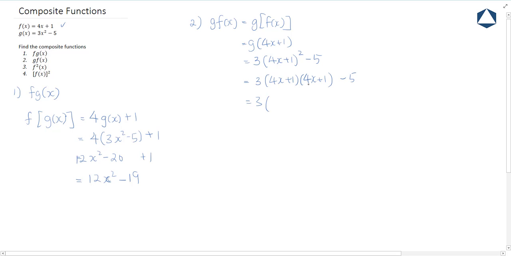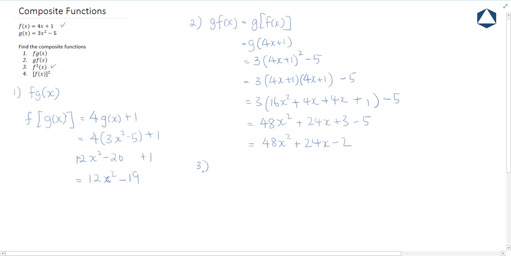So we'll take 4x multiplied by 4x, that's 16x squared. Then 4x times 1, that's 4x, plus 1 times 4x, this is 4x as well, and then plus 1 squared, which is 1, minus 5. So expand the bracket, this is 48x squared. This 4x plus 4x is 8x, so times 3, that will be 24x, plus 3 minus 5. So to conclude, this is 48x to the power of 2 plus 24x minus 2. Right? Then let's try number 3.